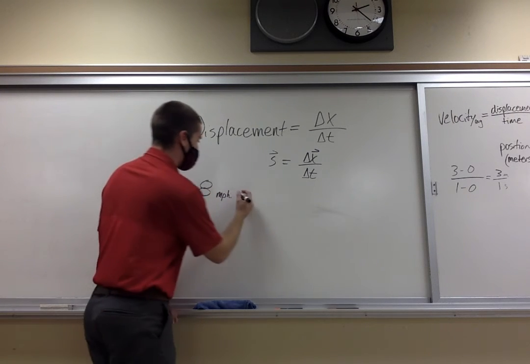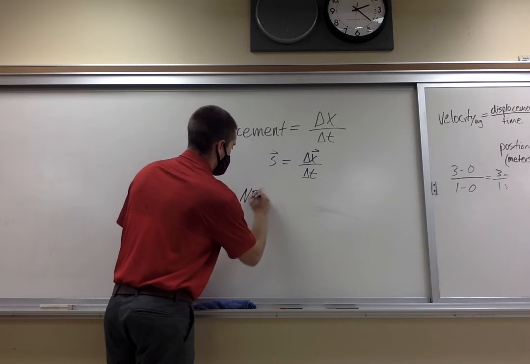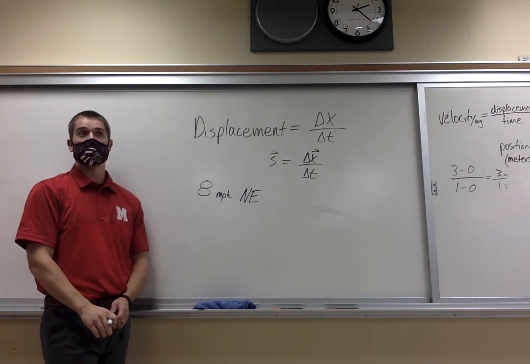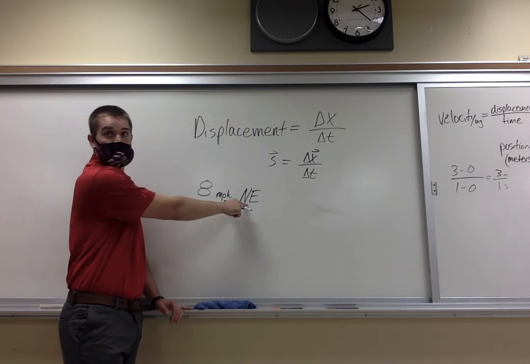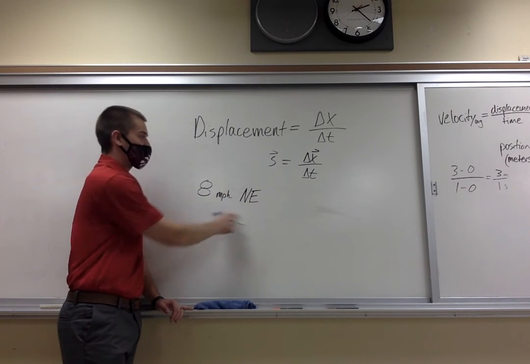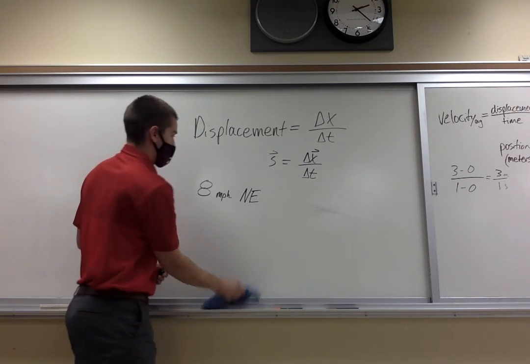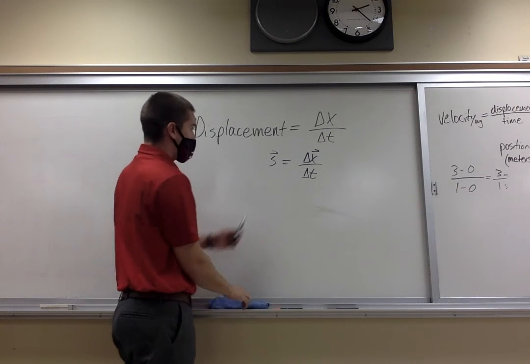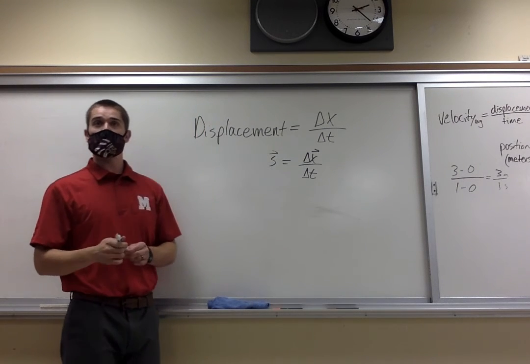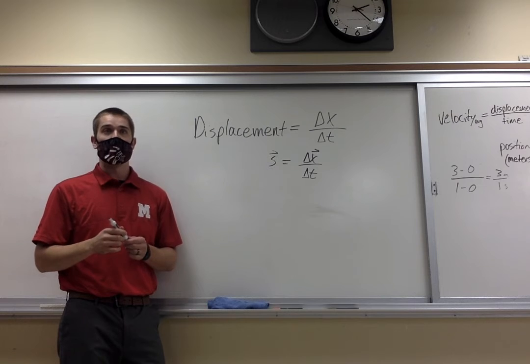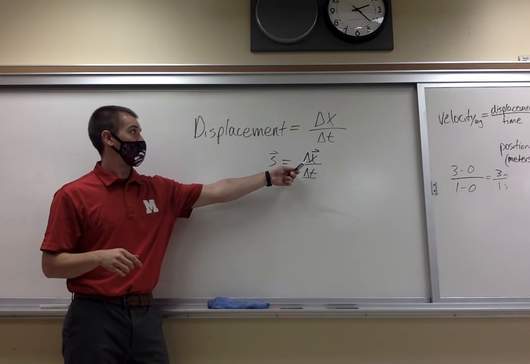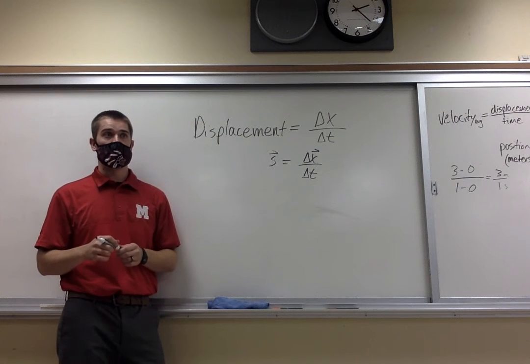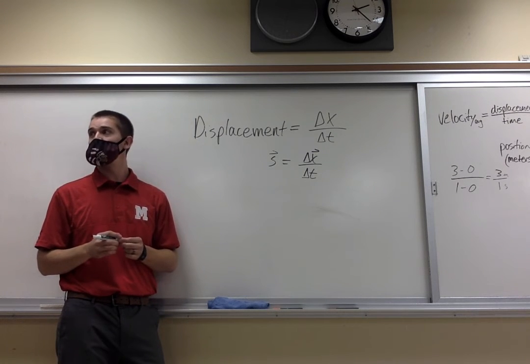So if I say 8 miles an hour northeast, that's a magnitude and a direction. This is now a vector. If I'm telling you that displacement is a vector, what does that mean for the change in position? I need direction, don't I?